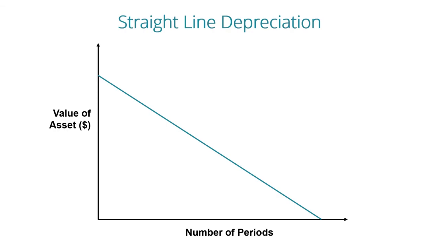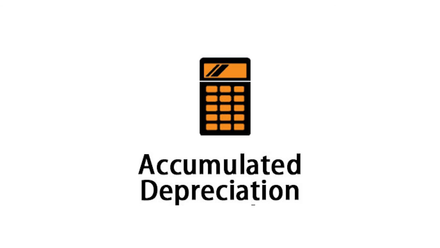So, a quick summary. Straight line depreciation is the simplest depreciation method. Using straight line, an asset's cost is depreciated over its expected useful life, with an equal amount of depreciation being recorded each month. Accumulated depreciation, a contra asset account, is used to keep track of how much depreciation has been recorded against an asset so far.